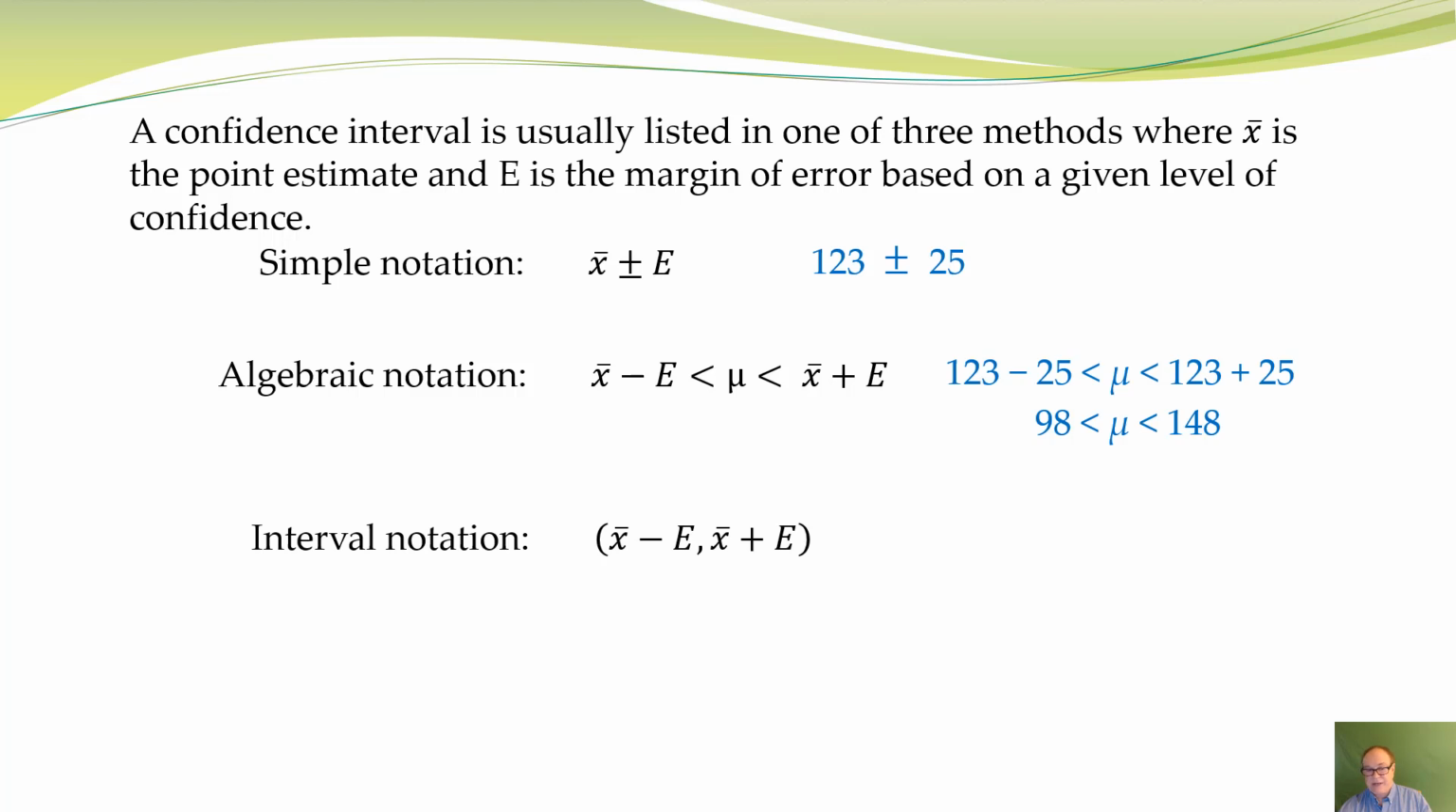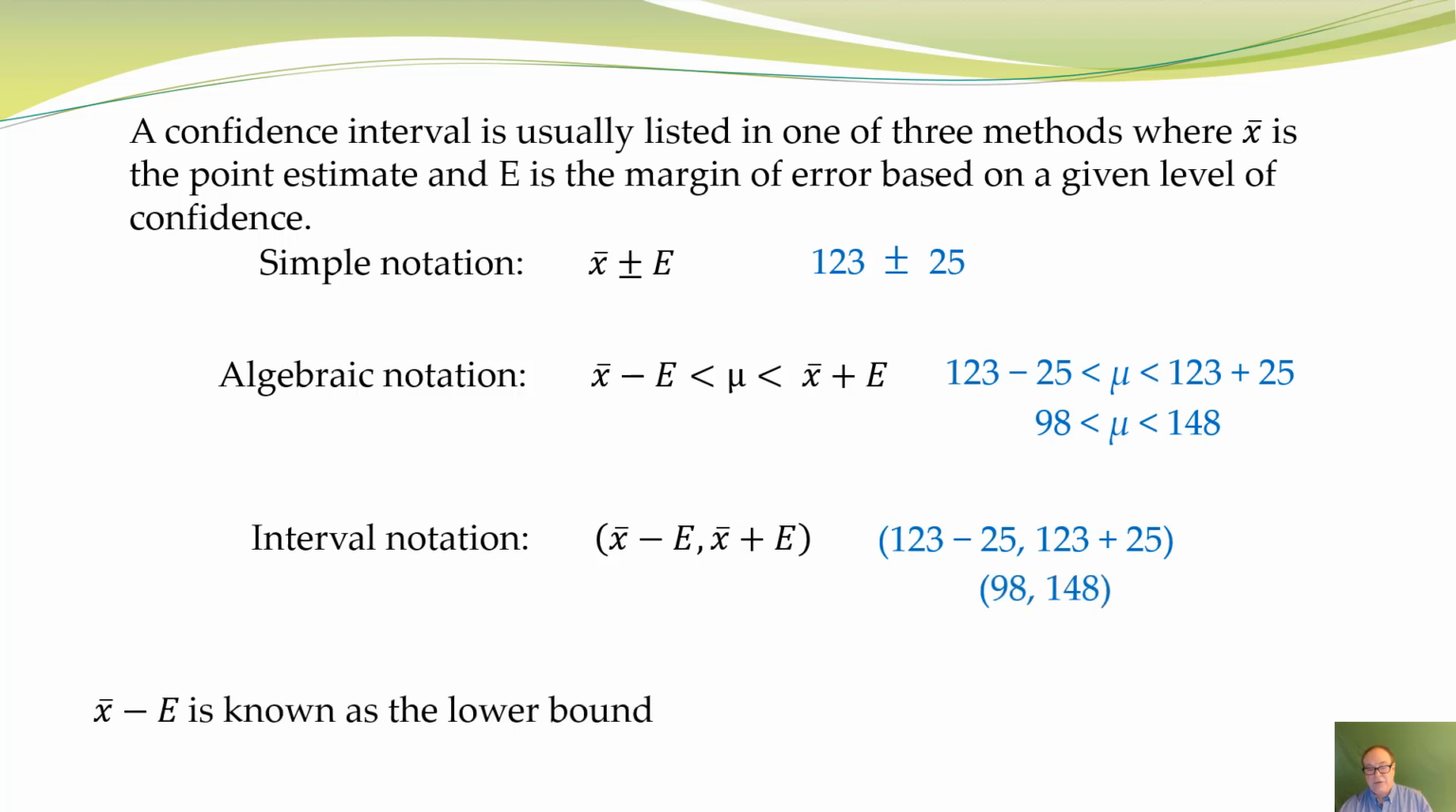Interval notation, same idea, except for instead of p hat, we're using x bar. So it's x bar minus e, x bar plus e. So it's 123 minus 25, 123 plus 25, 98, comma 148. So x bar minus e is known as the lower bound, x bar plus e is known as the upper bound.